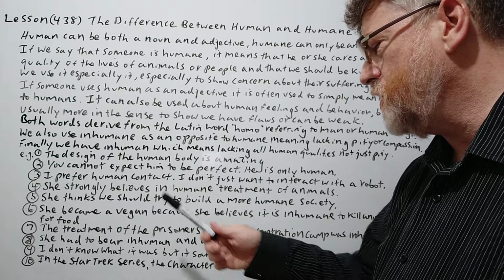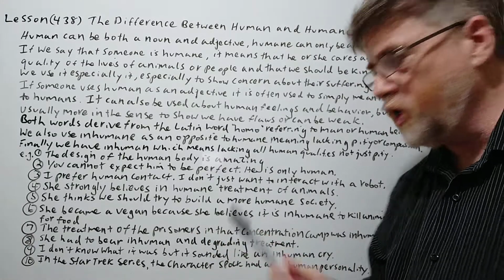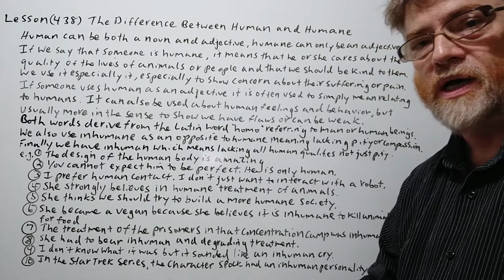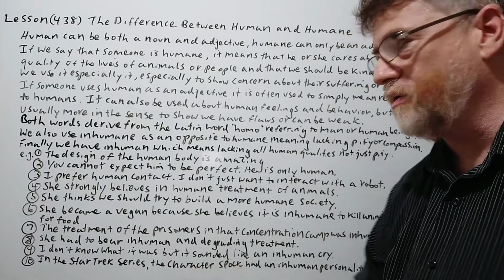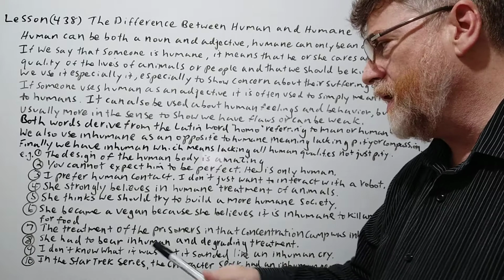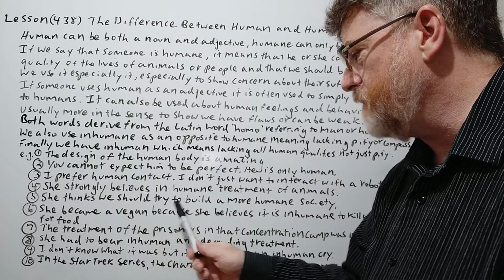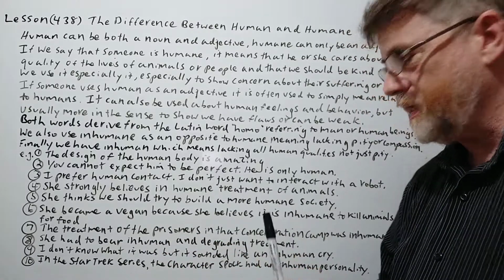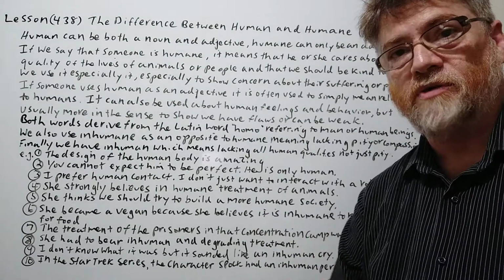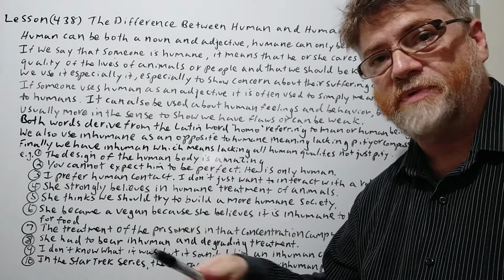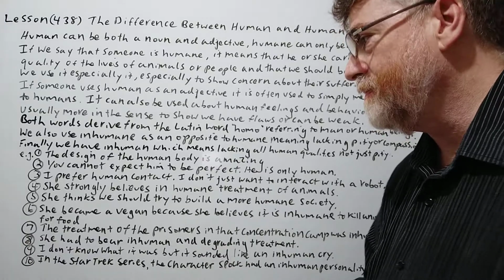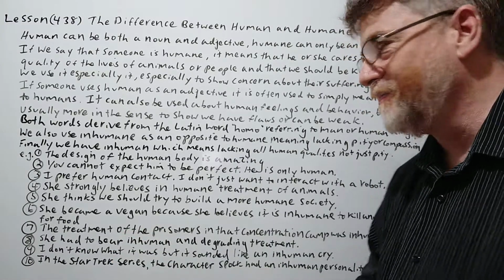She thinks we should try to build a more humane society, a society that cares about people more and worries about whether they're suffering or not. Let's see, number 6 here. She became a vegan because she believes it is inhumane to kill animals. Remember, we're using inhumane as the opposite of humane. So she thinks that we shouldn't be killing animals for food.